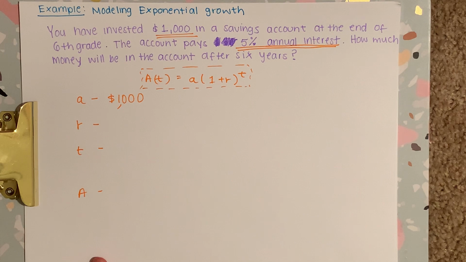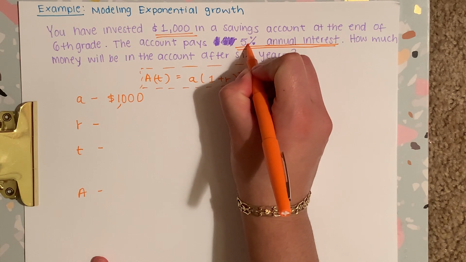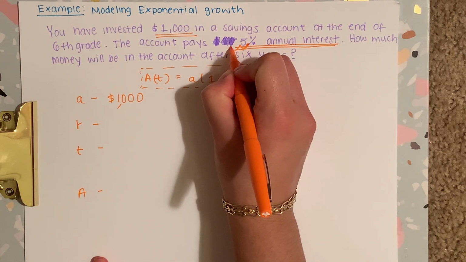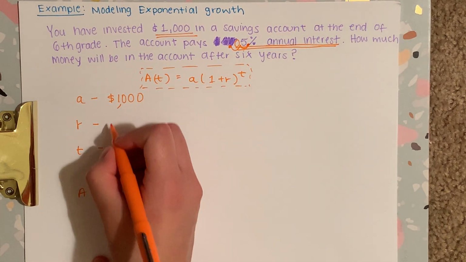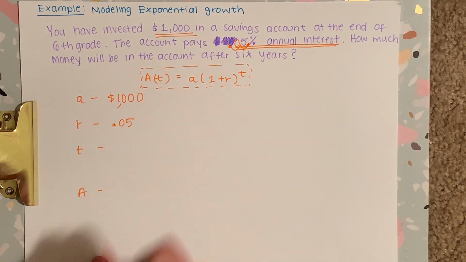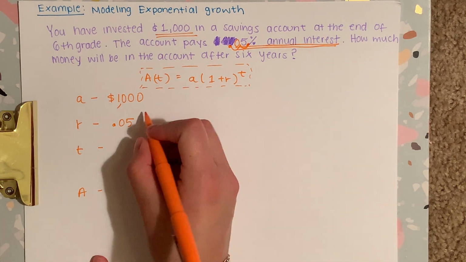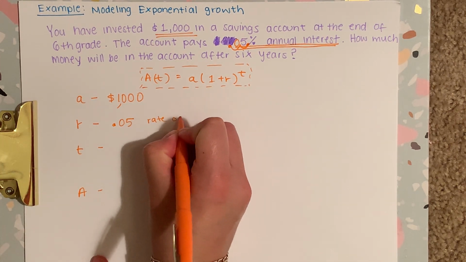So you're going to take that 5%, and you're going to take your decimal place and move it over two decimal places, right? So we have our decimal place right here, and you're going to move it once, twice. So your real rate of growth is going to be 0.05. That is your R, because that is the growth. Yeah, so you can make a little note. So that's the rate of growth.